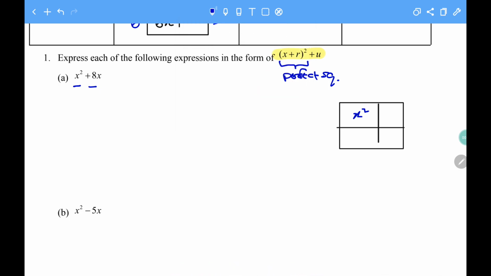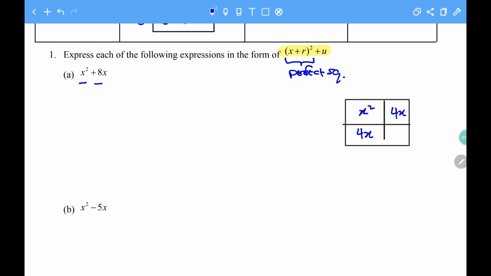Alright, you have 8x for two rectangles. So 8 divided by 2, 4x, 4x. Now, what are the two sides? x, x. So here is 4 and 4. Alright, so for me to complete the square, I notice that I need to add 4 squared.